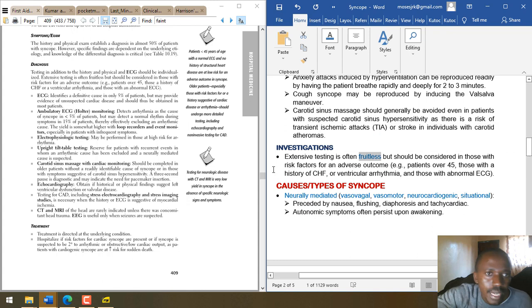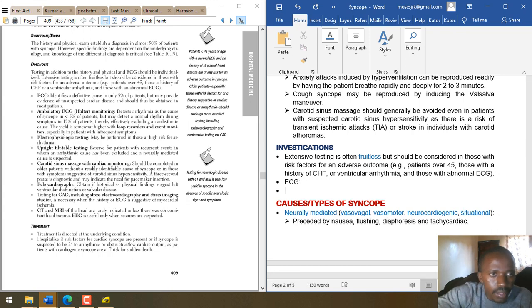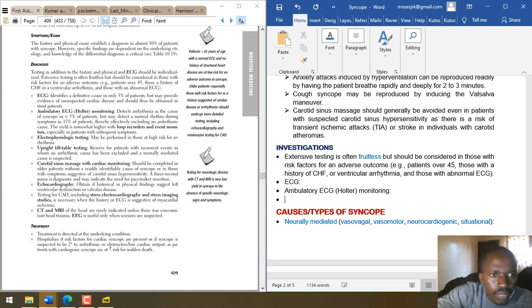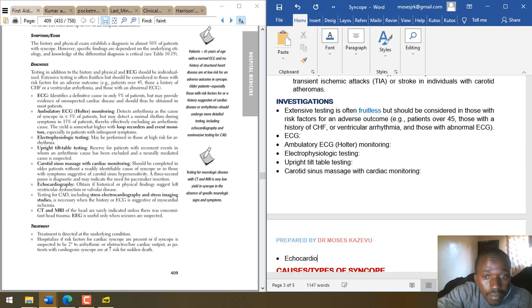So what are the investigations that we can do? We can do an ECG, we can do an ambulatory ECG, which is also known as Holter monitoring. We can do electrophysiologic testing. We don't do that even here. Upright tilt table test. Tilt table testing. Okay. We can also do carotid sinus massage with cardiac monitoring. Okay. We can do an echocardiogram. So this is very important. Actually, we should add this just here after ECG so that we don't forget.